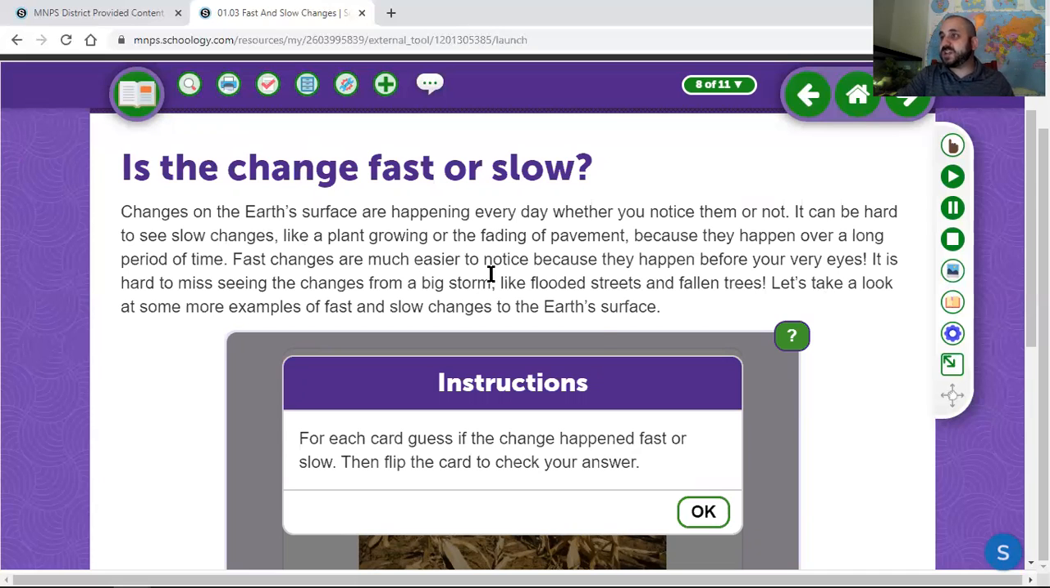All right, so fast changes are much easier to notice because they happen before your very eyes. It is hard to miss seeing the changes from a big storm, like flooded streets and fallen trees. You guys know all about this because we just had a big storm in Nashville back in March, and that caused a lot of very fast changes.